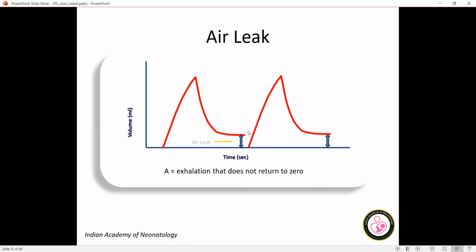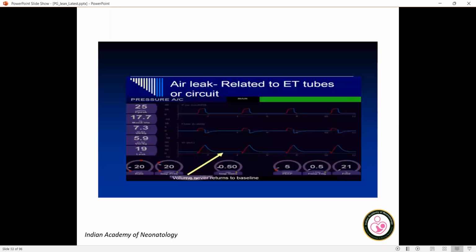So this is actually the shoulder cliff sign, as we are seeing in the ventilator. This is how it is seen in the ventilator graphics. You can see that this volume waveform is not touching the baseline. It's actually the cliff sign. Again, it is not touching the baseline. Again, it is not touching the baseline. You can see that cliff sign.